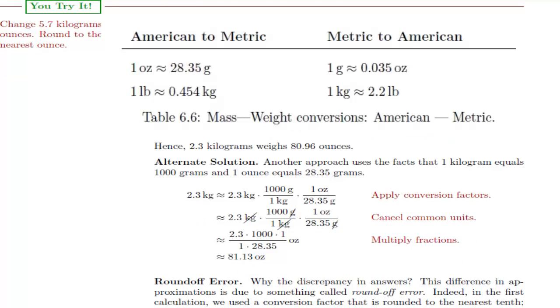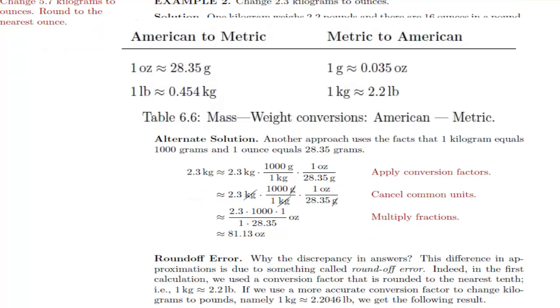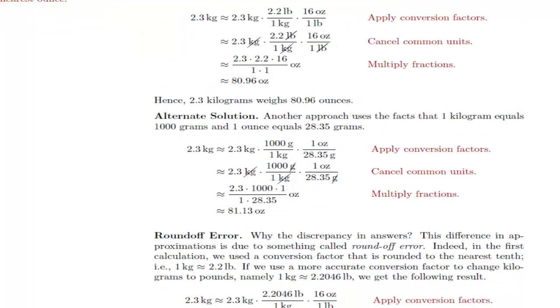Alternate solution. Another approach uses the fact that 1 kilogram equals 1,000 grams and 1 ounce equals 28.35 grams. Hence we have that 2.3 kilograms approximately equals 2.3 kilograms times 1,000 grams over 1 kilogram times 1 ounce over 28.35 grams. This way the kilogram and gram units cancel, and we're left with 2.3 times 1,000 times 1 over 1 times 28.35 ounces, which approximately equals 81.13 ounces.